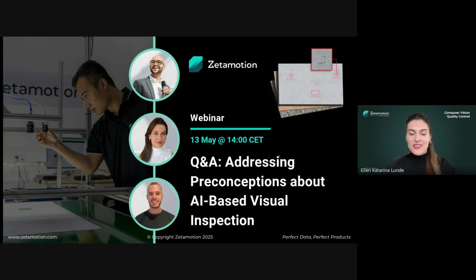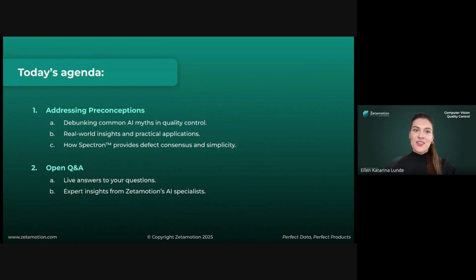Let's have a look at today's agenda. We're first going to debunk common AI myths in quality control, and then we're going to show real-world insights and practical applications. Then we're also going to show how our quality control platform Spectron provides defect consensus and simplicity. All of this before we open the floor to your questions, and we're also going to have some expert insights from our AI specialists.